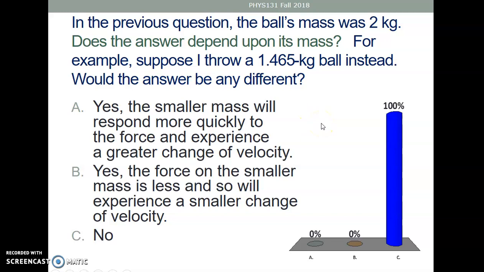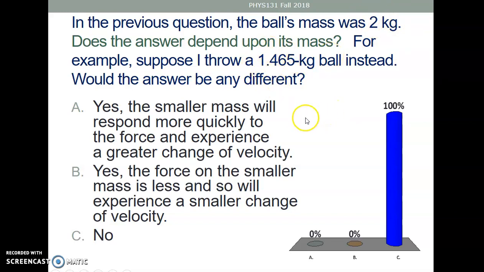Now that might not make much sense because in the first few chapters we were saying that the more massive objects are more sluggish. So let's say, for example, we have a 2 kilogram ball, and let's just round this off and say this is a 1 kilogram ball. Let's forget about this 0.465, which is kind of ridiculous. That means that the 2 kilogram ball is more sluggish. It's twice as sluggish as the 1 kilogram ball.